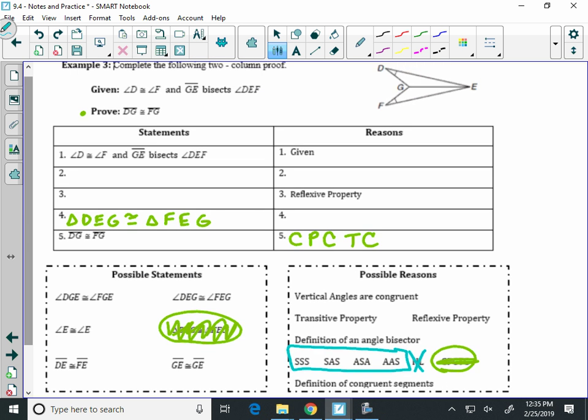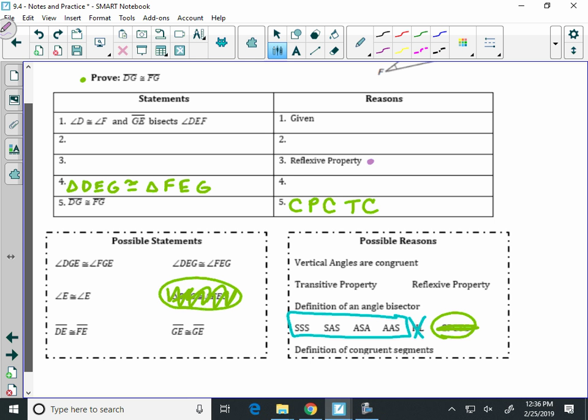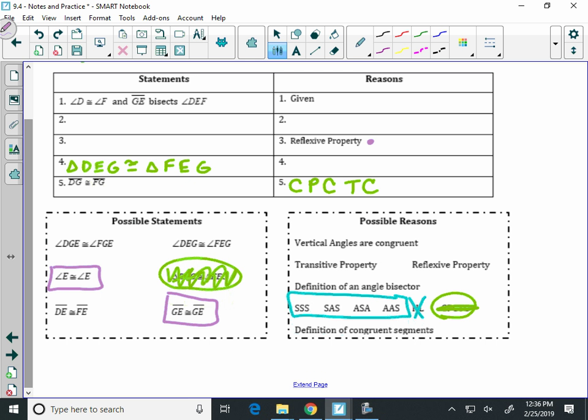Another freebie. Okay, I notice reflexive property. Whenever you see reflexive property, what does that mean? We use reflexive property when something is what? Congruent to itself. Yeah, so I notice here I have reflexive property. So I know I have to put something is congruent to itself as that statement. So it's one of those 2. But we can narrow that down.